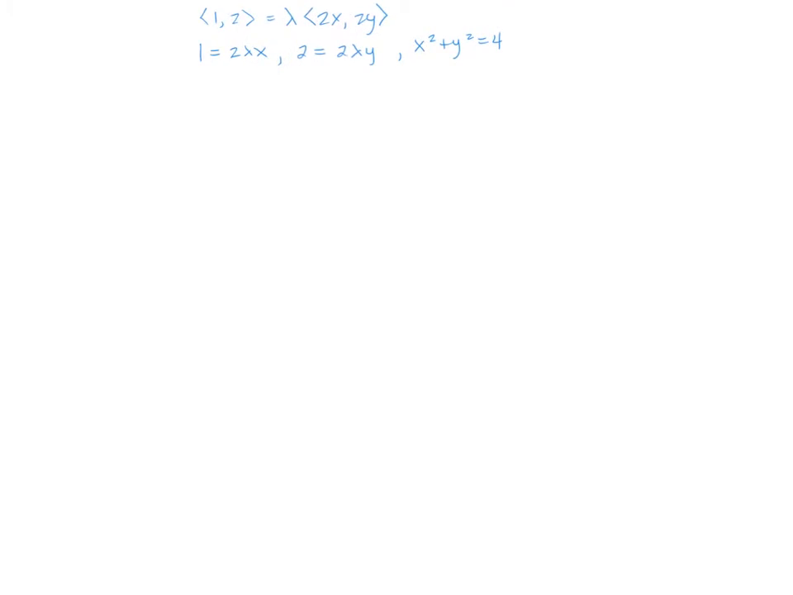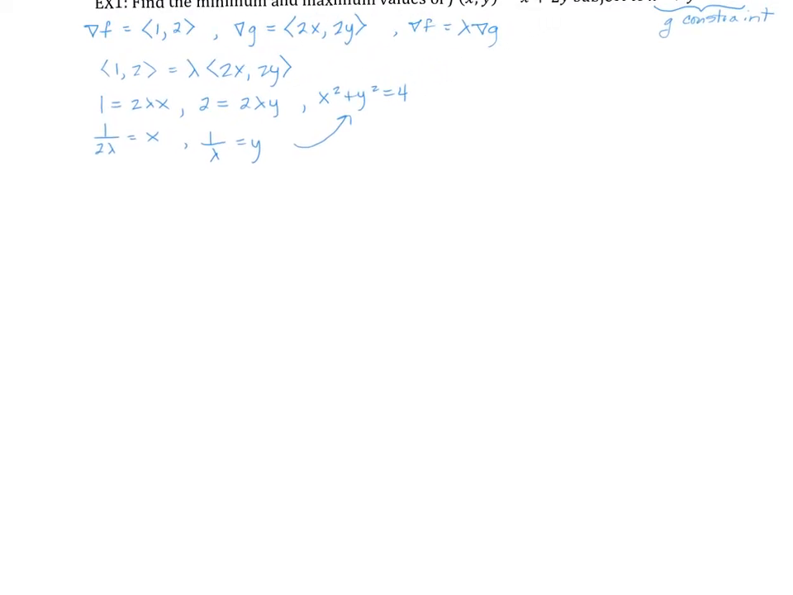So how you proceed at this point is up to you. One thing you can notice is that if you take the first equation and solve it for x, you get x equal to 1 over 2 lambda. Second equation, solve for y, you'll get 1 over lambda after you reduce. Then you could put those x and y values into the constraint. That will give us one equation with one variable.